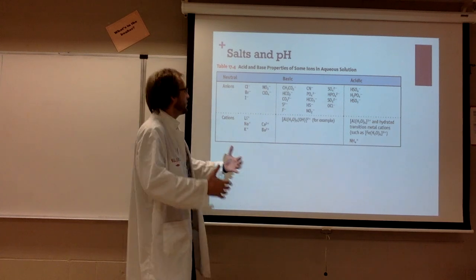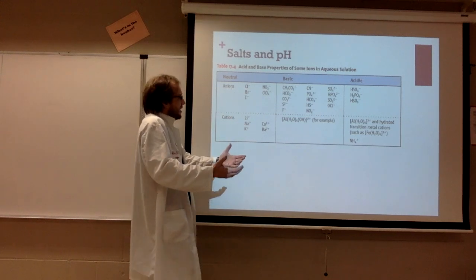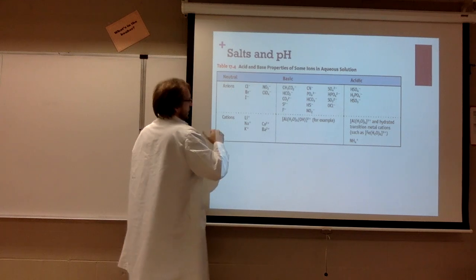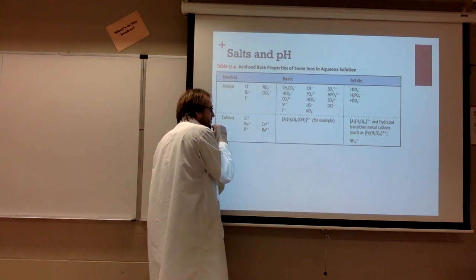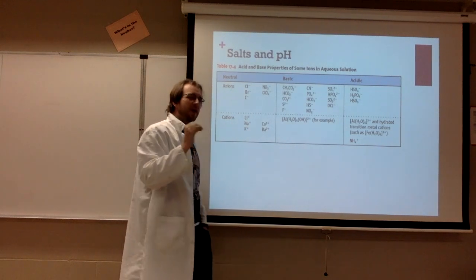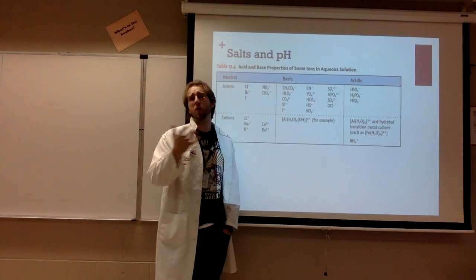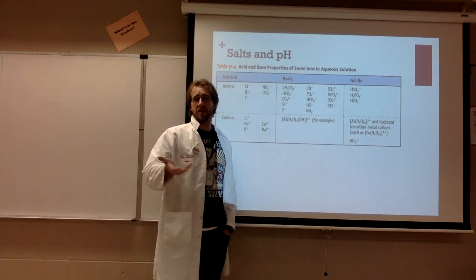Now, some of them, if we put them in, don't change the pH at all. Examples of this would be our chloride ion or our bromide ion. In terms of our cations, it would be things like lithium or sodium. When these ions get associated into water, they have no measurable effect on the pH of the solution.